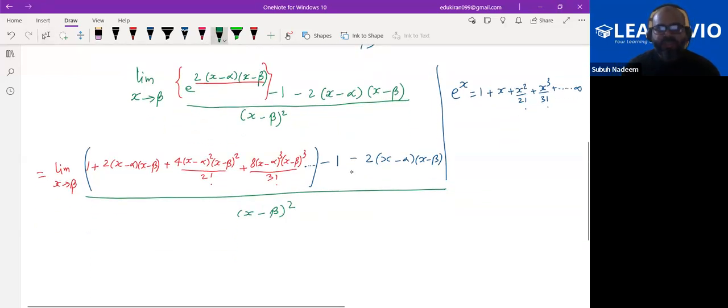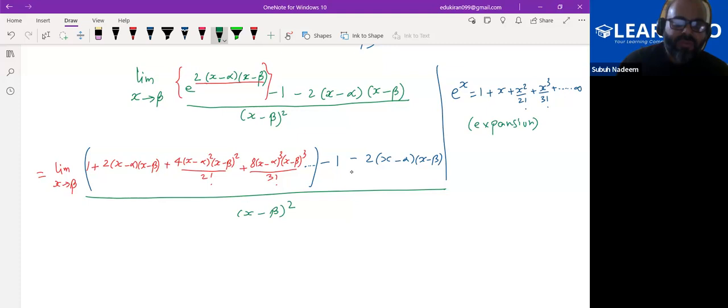Now, this is just the expansion of e to the power x. So in case of x, we have 2 x minus alpha x minus beta. So that is what we have done there. Now, if we cancel the terms, we can see that 1 will get cancelled with this minus 1. And 2 x minus alpha x minus beta will get cancelled with minus 2 x minus alpha x minus beta. So first write till here.